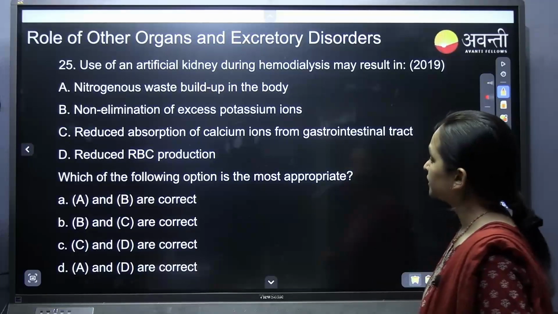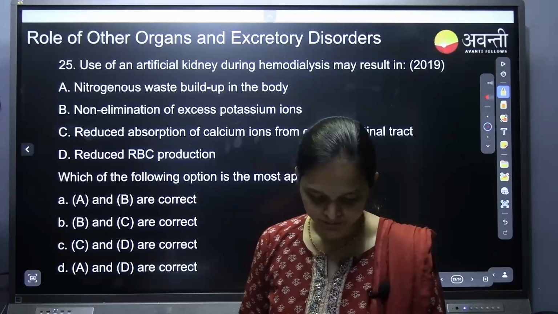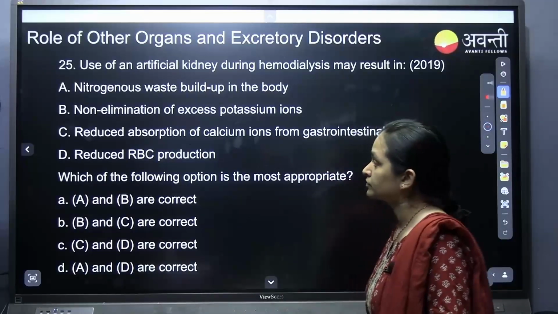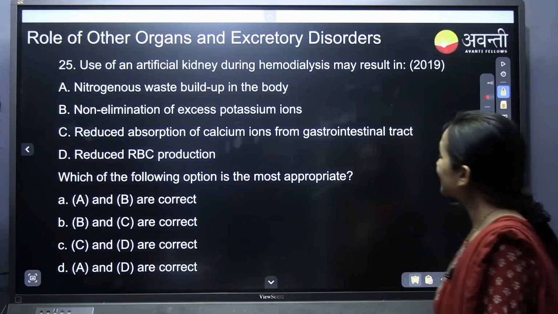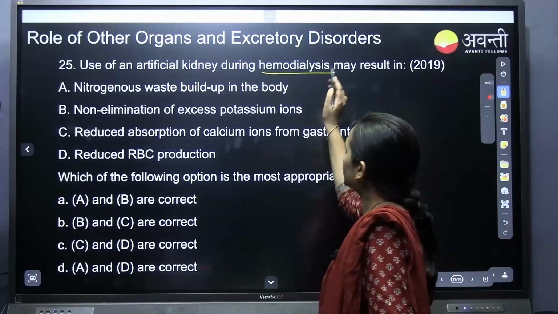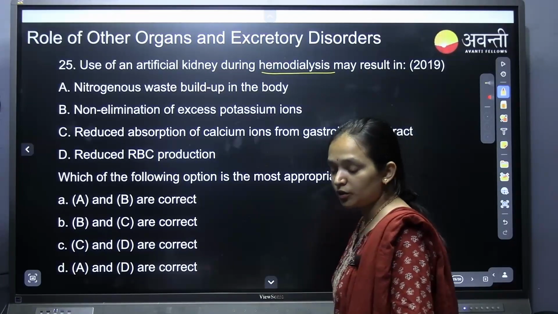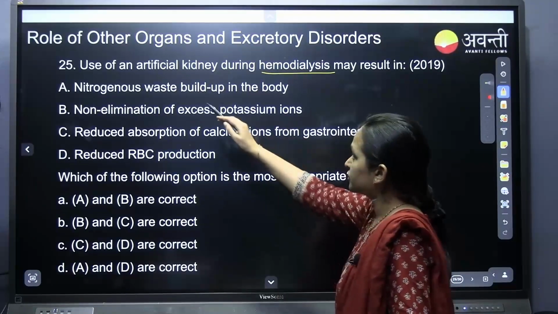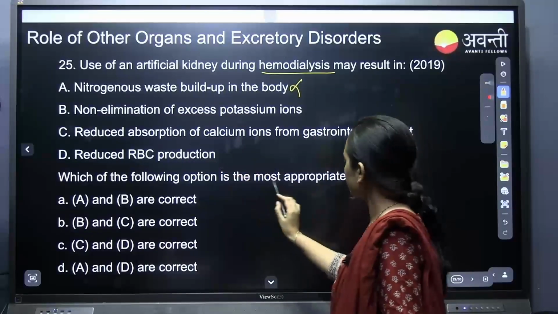Role of other organs, yes. Just try to solve this question. Use of an artificial kidney during hemodialysis may result in, use of artificial kidney, which means we are talking about the dialysis procedure. Nitrogenous waste build up in the body? No. What is dialysis? Actually it is removing the nitrogenous waste from the body. It does not build up, actually it removes. You need to find the most appropriate.